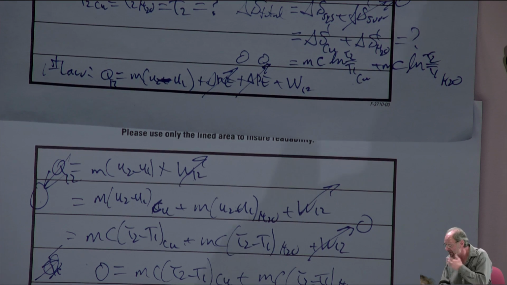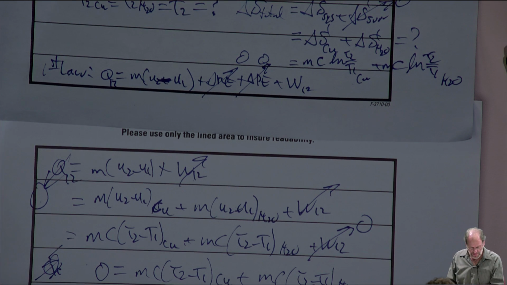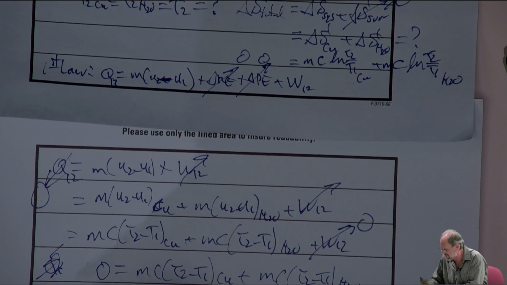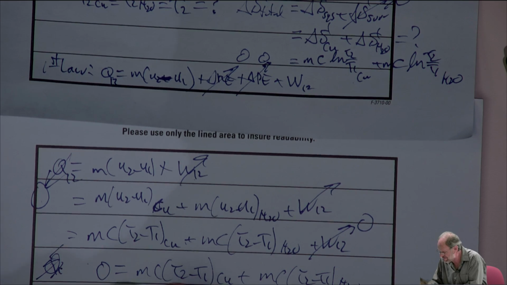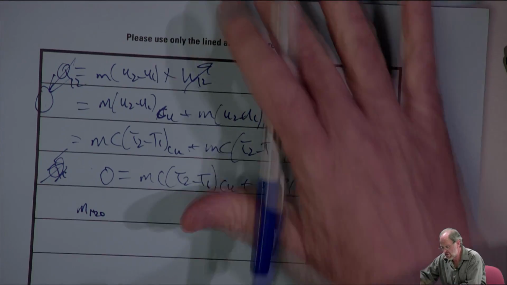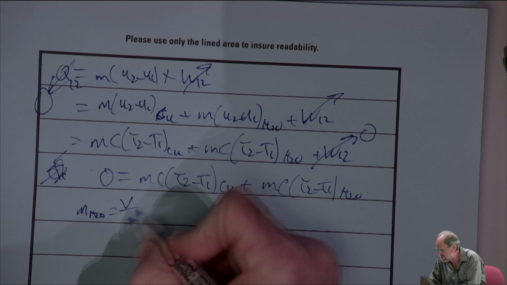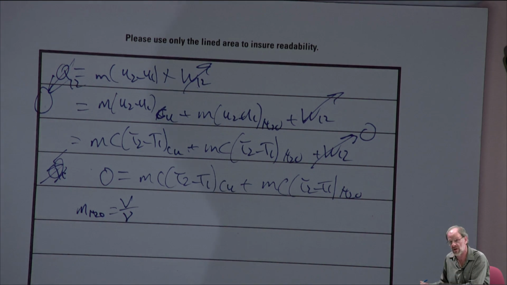All right, so how do we approach this? Well, actually, we know how to approach it. What we don't have yet is all of our data. So we need really a couple of things. First of all, we need the mass of the water. So the mass of the water is just found in the usual way, volume over specific volume.